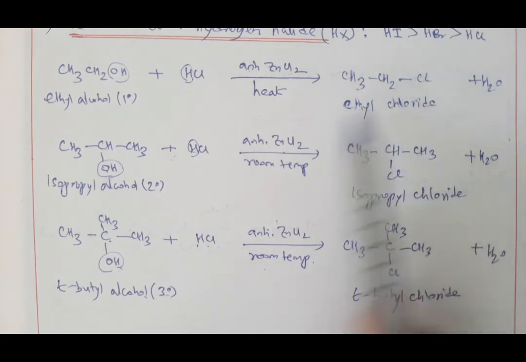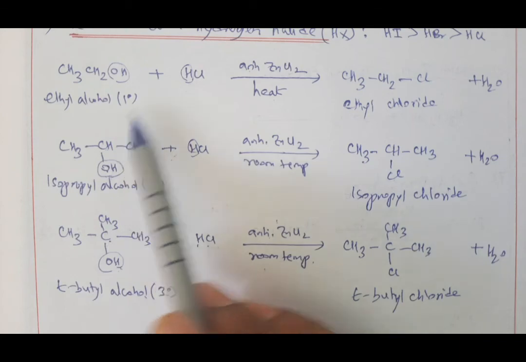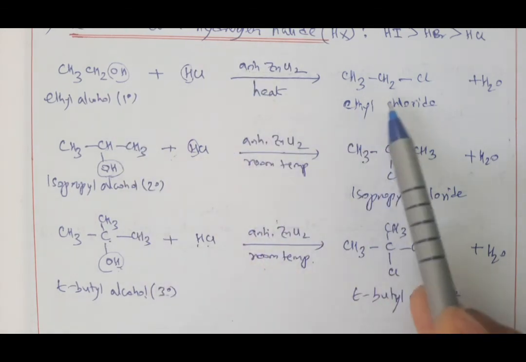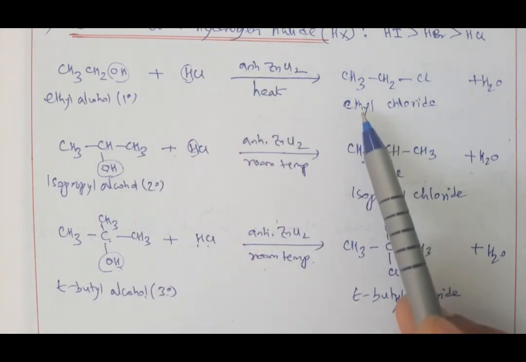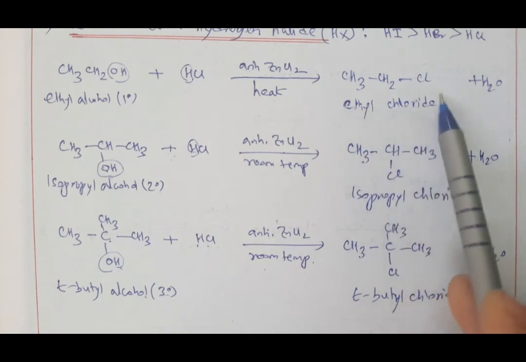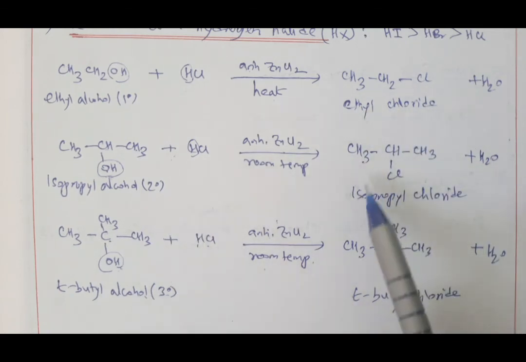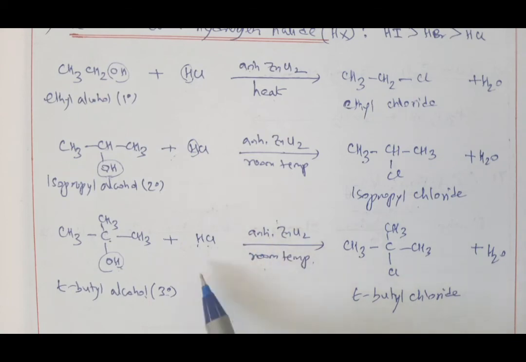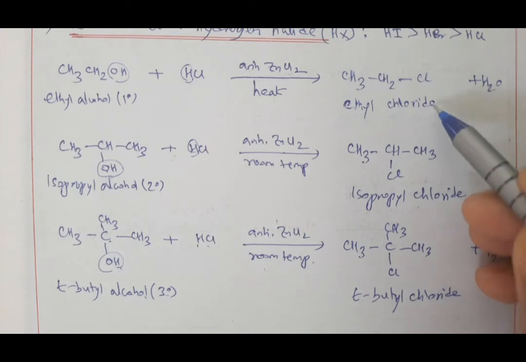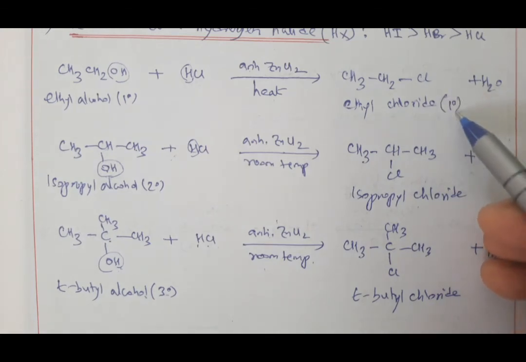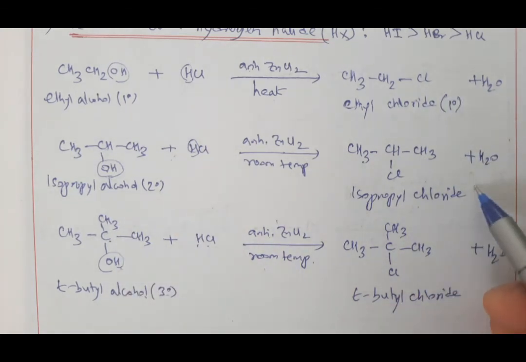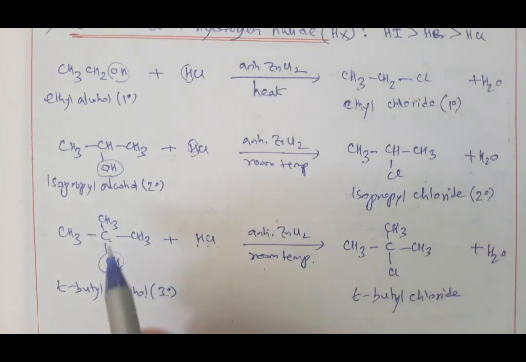that is ethyl chloride. So do remember, when primary alcohol reacts with Lucas reagent on heating, whatever cloudiness or turbidity you get, that is of ethyl chloride. In secondary, that is of isopropyl chloride. And in tertiary alcohol, when you get cloudiness or turbidity, that is of T-butyl chloride. So primary alcohol will give you primary alkyl chloride. Secondary alcohol will give you secondary alkyl chloride. Tertiary alcohol will give you tertiary alkyl chloride.